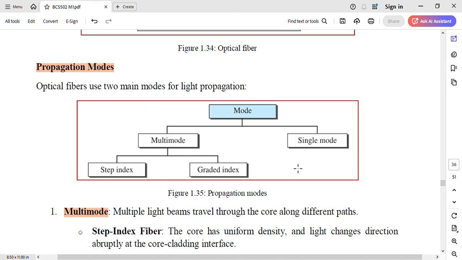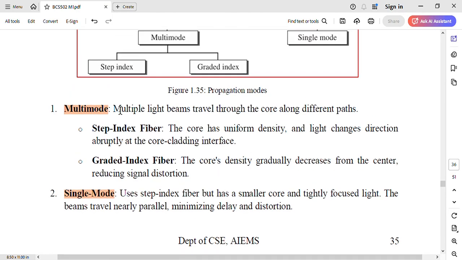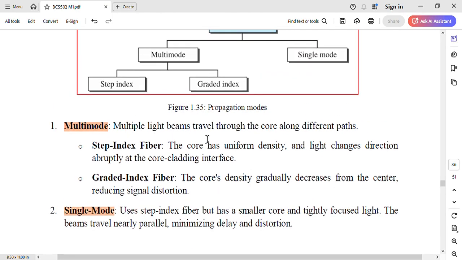Next, propagation modes. Optical fiber uses two main modes for light propagation: multi-mode and single mode. In the multi-mode, we have the step index and the graded index. In multi-mode, multiple light beams travel through the core along different paths. Under that, we have the step index fiber. The core has a uniform density and light changes direction abruptly at the core-cladding interface. Graded index fiber: the core density gradually decreases from the center, reducing the signal distortion.